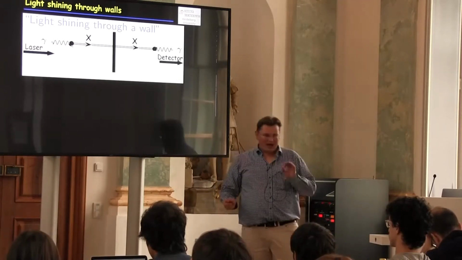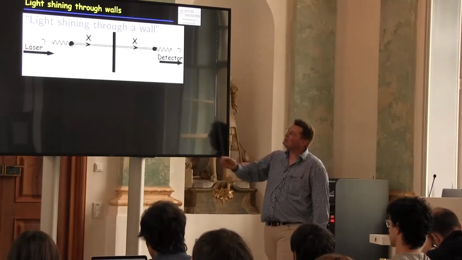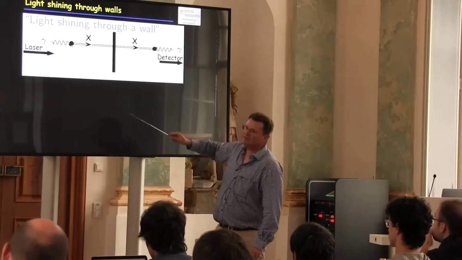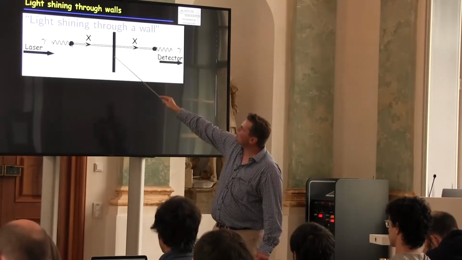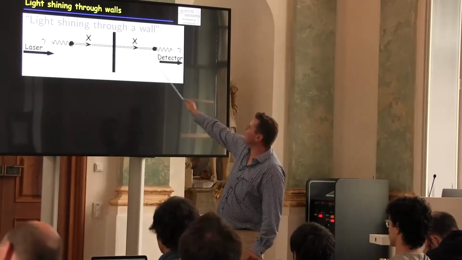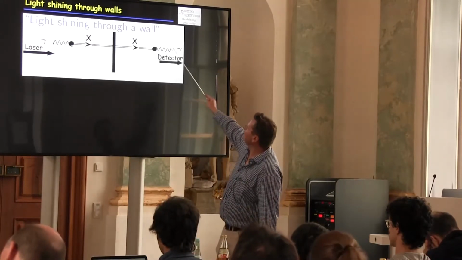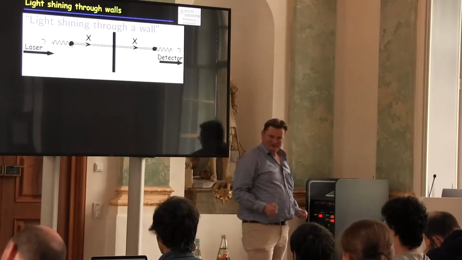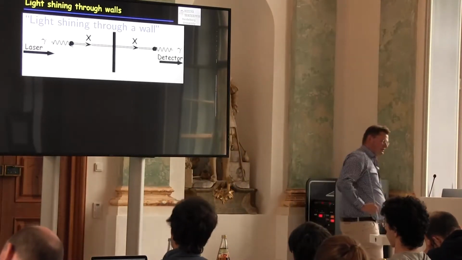Sounds a little bit crazy, so how could it work? Well, there could be some idea that somehow your photon transforms into a new particle. The new particle being extremely weakly interacting, it basically can traverse the wall, and on the other side you just hope that it converts back into a photon.